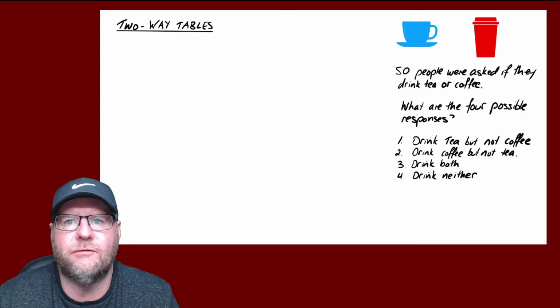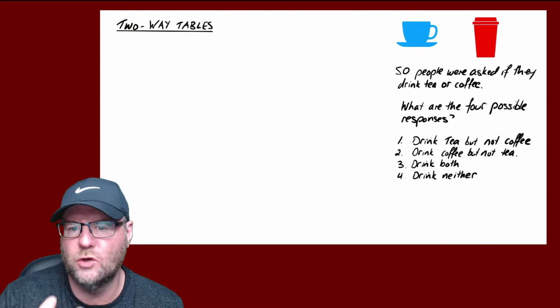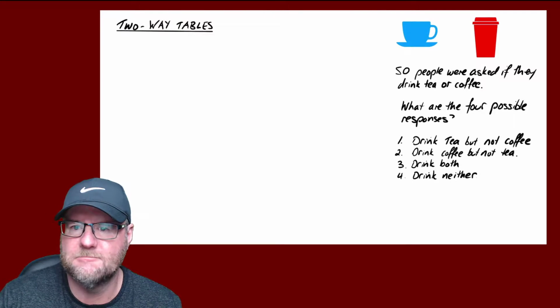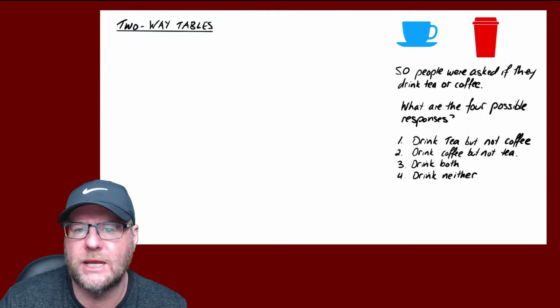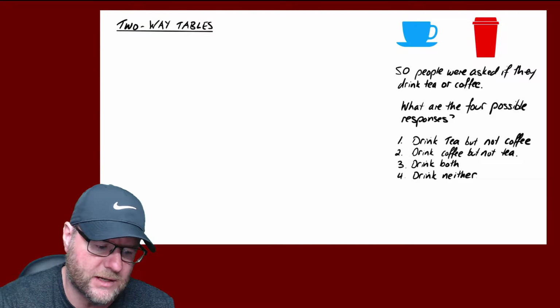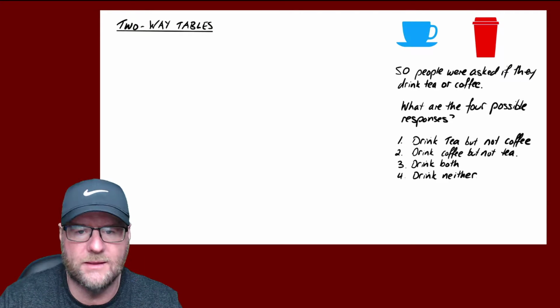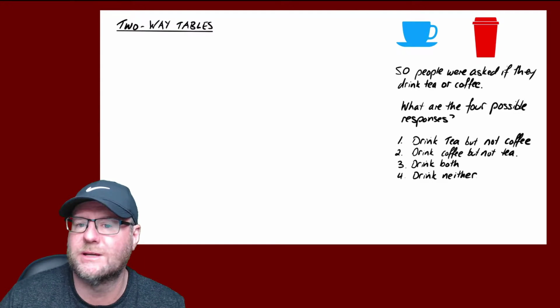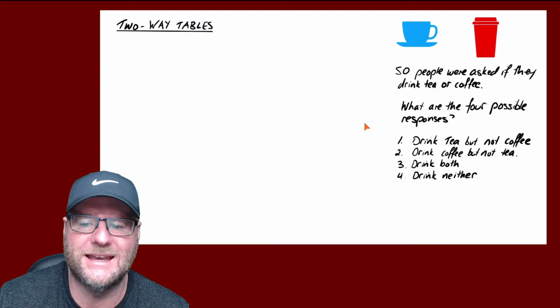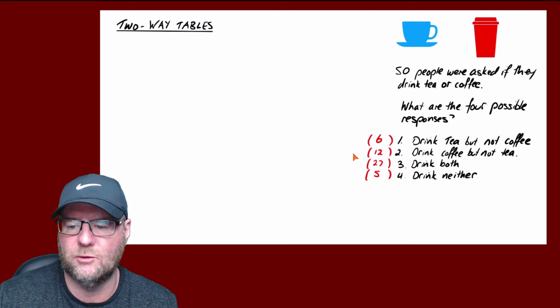There are the only four options because there's only two possible scenarios that we've got here in our question. That we're asking about tea and we're asking about coffee, so they could drink one or the other, drink both, or they could drink neither. We can represent that now in a two-way table.